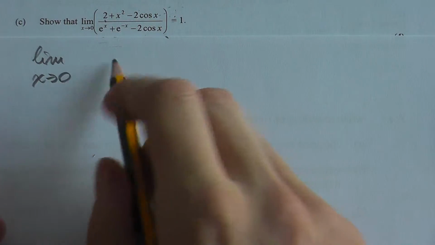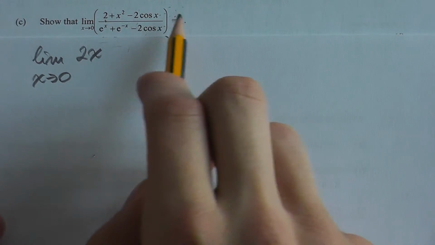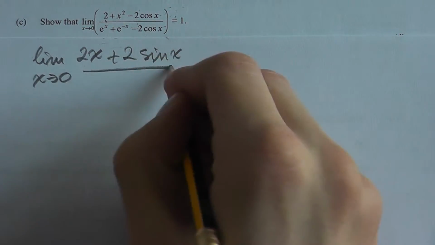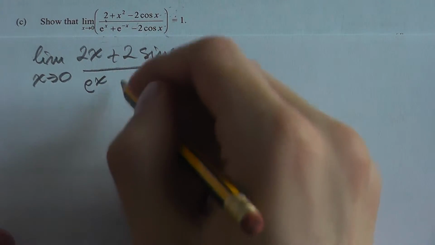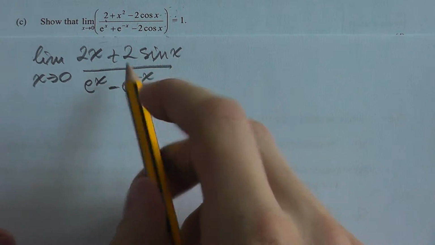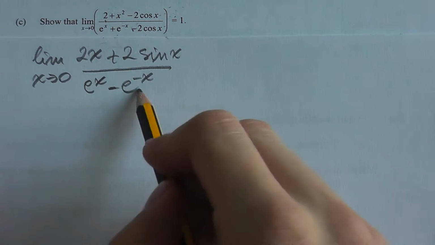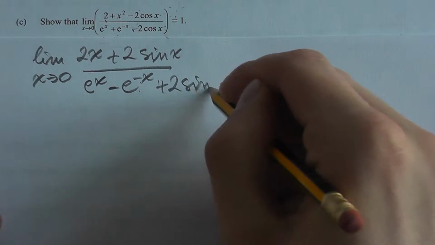So the derivative of 2 is simply 0, the derivative of x squared is 2x, and the derivative of minus 2 cosine x is plus 2 sine x. And then the derivative of the denominator is going to be e to the x minus e to the minus x, because the derivative of e to the minus x is e to the minus x times the derivative of minus x, which is minus 1, so minus e to the minus x. And then the same thing here, plus 2 sine x.